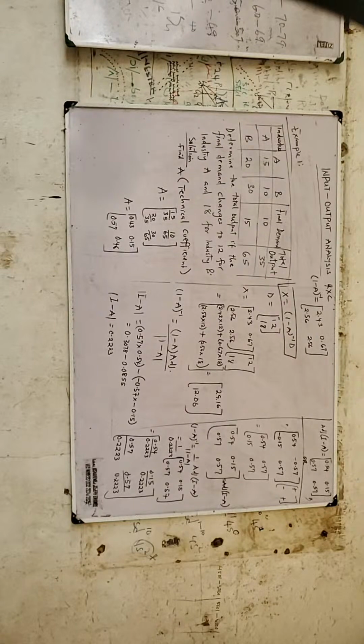I will first of all press open bracket. Then you write 2.43 times 12. Then you close bracket. Then plus. Open bracket again, 0.67 times 18. You close bracket again. You get the answer.